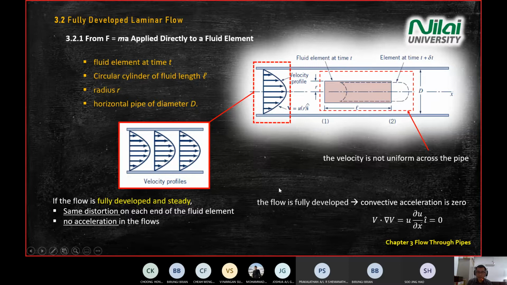Just for your information, you'll see some weird symbol for fully developed flow. This is a mathematics model symbol, and it appears in the Navier-Stokes equation. Just have a look at it. You don't need to memorize this one. You see V dot, a dot product, V dot del V equals U del U over del X in the X direction.